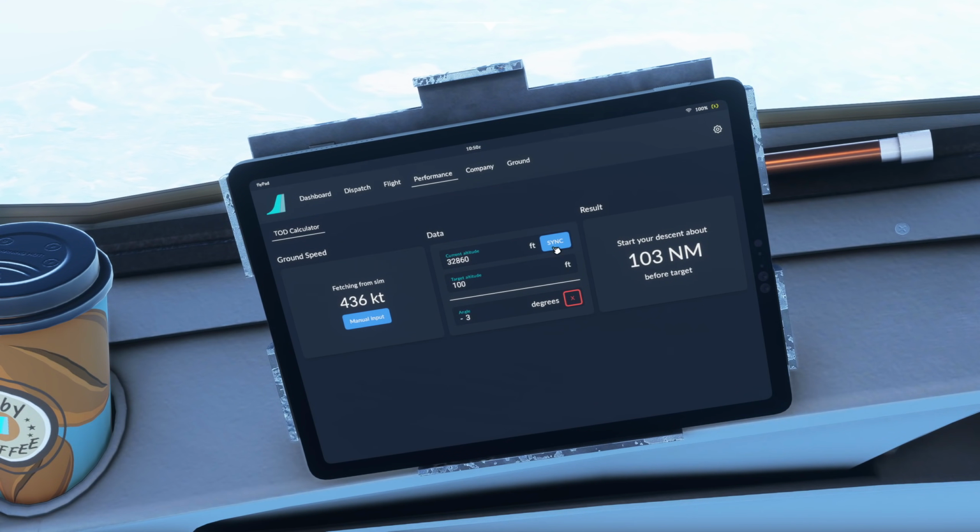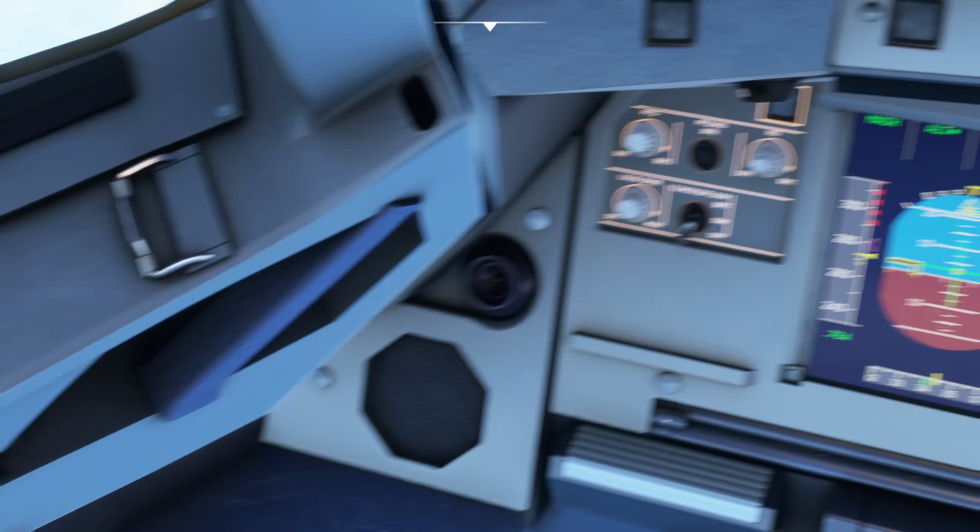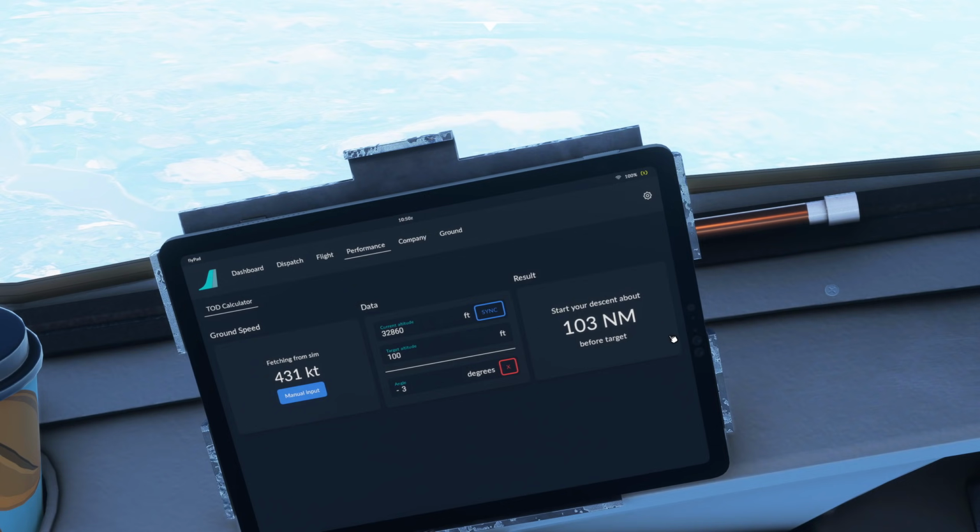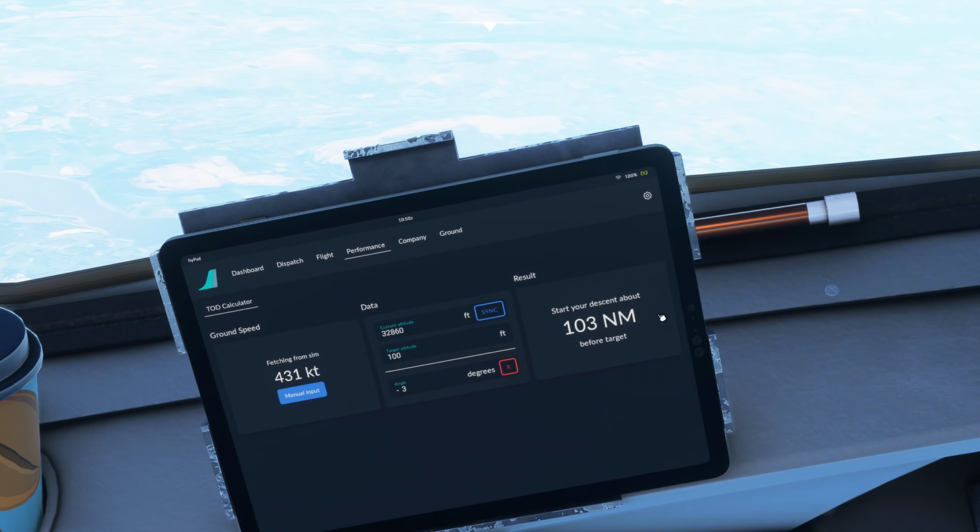We put in our current altitude, which you can just sync to the airplane. Target altitude, and then you get your distance. I would just cover that with the warning: if you have a strong tailwind, make sure you add, I'd add another 10 nautical miles. And remember, this is talking about your track miles to run.